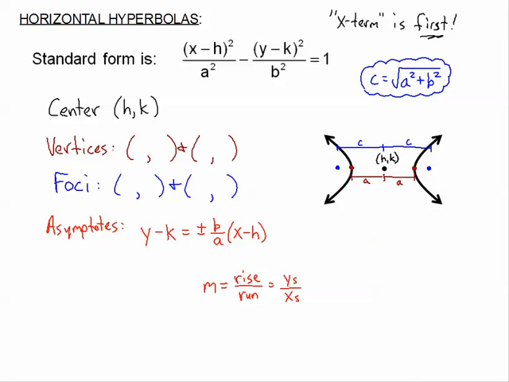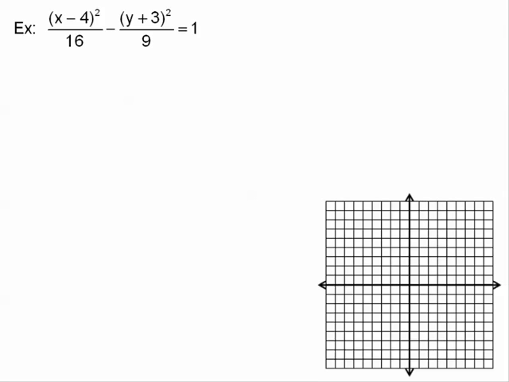Okay, let's graph our first horizontal hyperbola. First of all, now that we've seen all four conic sections, we need to know why this is a hyperbola. I see that we have two quadratic quantities. Since there are two of them, it cannot be a parabola. Since they have different denominators, it cannot be a circle. And since it's a minus sign here, this must be a hyperbola. Since the x term is first, this is a horizontal hyperbola. Okay, so let's find our center first.